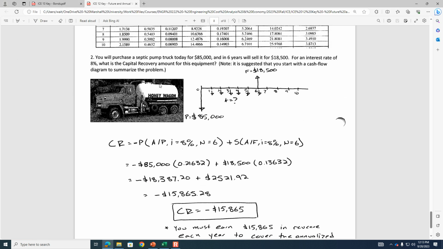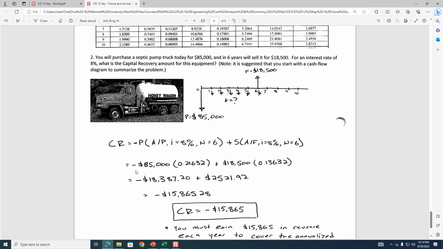Okay, so using the 8% table, you look up the find A given P factor. It's 0.21632. That has 1, 2, 3, 4, 5 digits, and so does the other factor, which means when we get to the end, our final answer should be accurate to 5 digits, and we shouldn't report any additional precision beyond that. So I'll round off at the end to 5 digits.